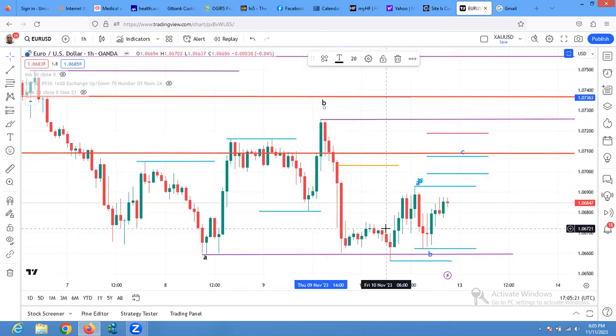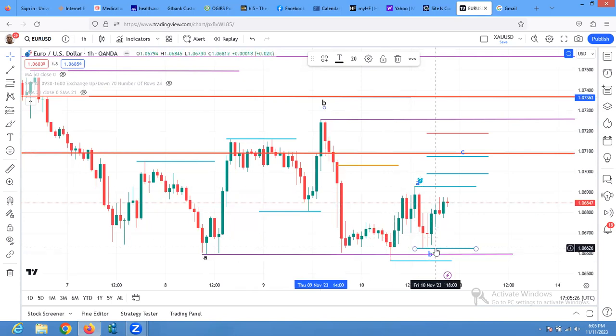so we are correcting this. So in our attempt to correct this, we are seeing this move as an A, and we are seeing this move to the downside as a B. The one that is going up, we are seeing this as a C. And it must count 5 waves for us.